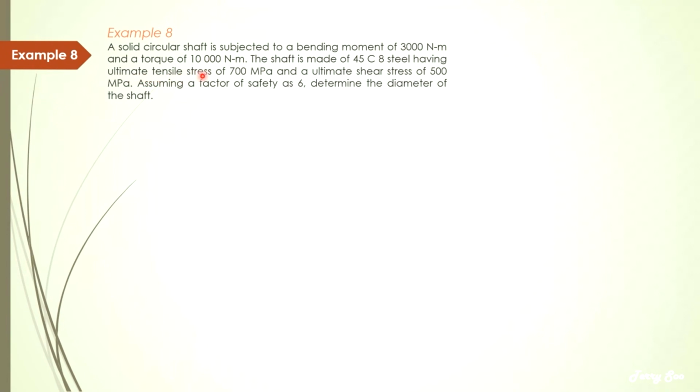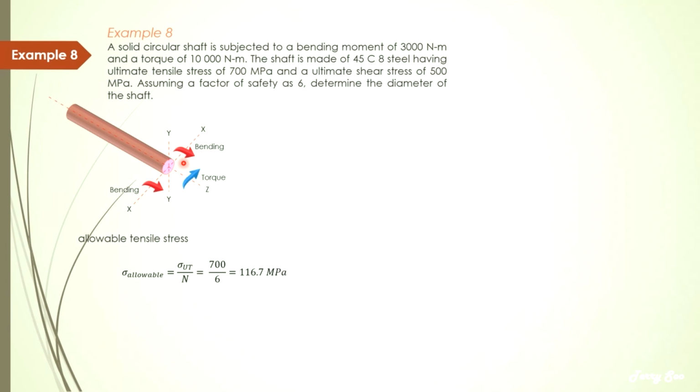Now, whenever you see this, you must have a factor of safety. And the ultimate shear stress is 500. So they have given you both, so you have to use both the ME and the TE to design the shaft. Assuming a factor of safety of 6, determine the diameter of the shaft. So your objective is to find out the diameter of the shaft.